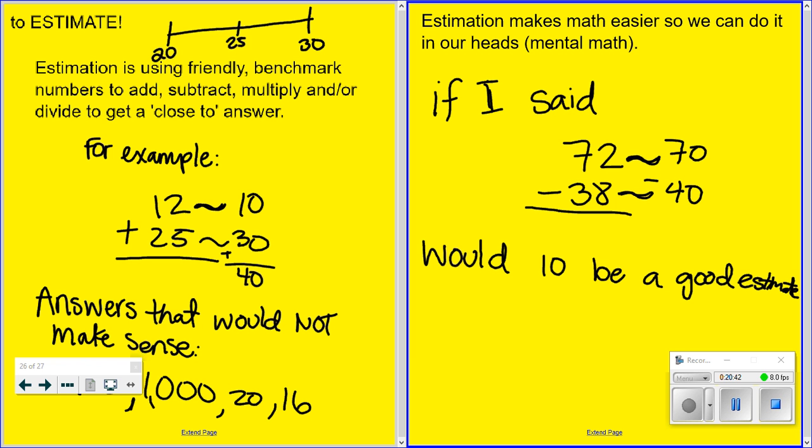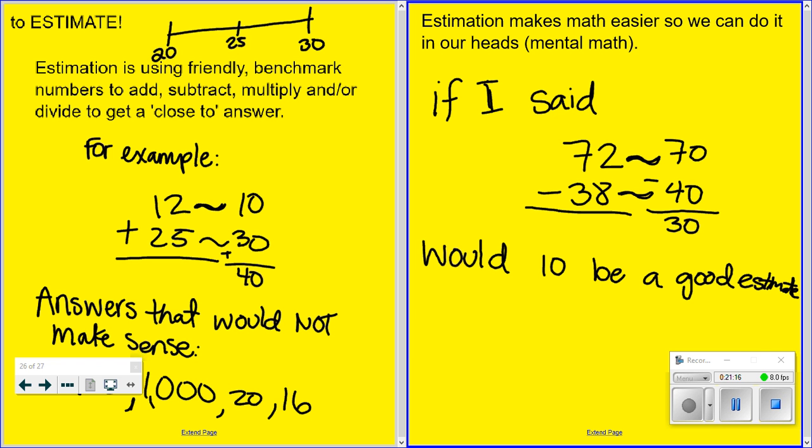So now my new problem says 70 minus 40. I can do that pretty easily in my head. I just have to go backwards with skip counting. Anyone know what 70 minus 40 is? 30. So would 10 be a good estimate?